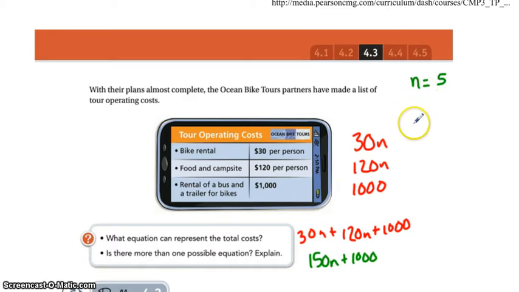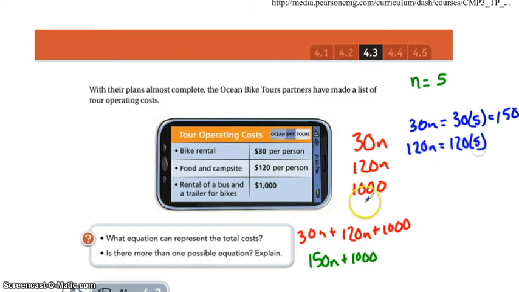So if n equals 5, okay, then 30 times n is going to be 30 times 5, which is going to be 150. 120n would equal 120 times 5, which equals $600.